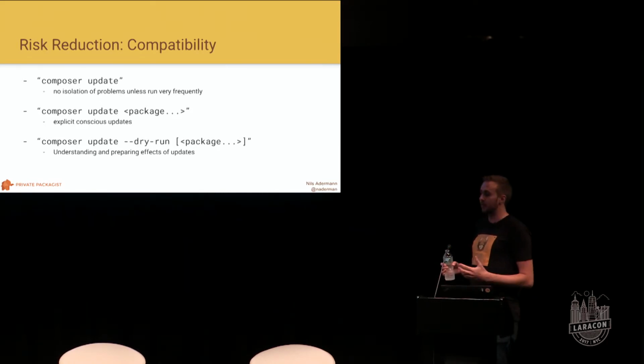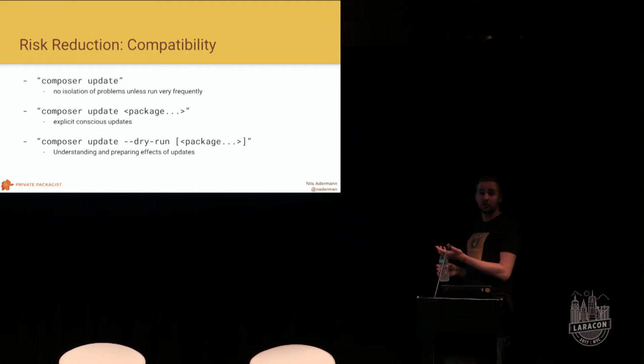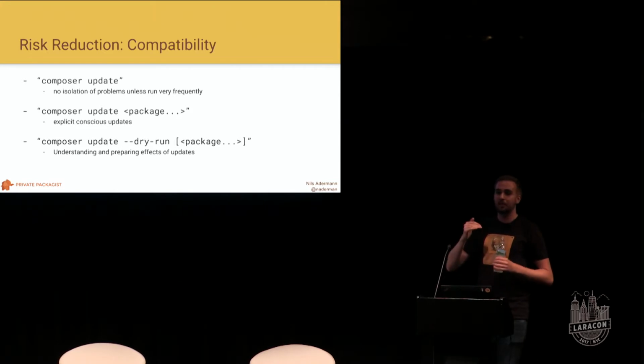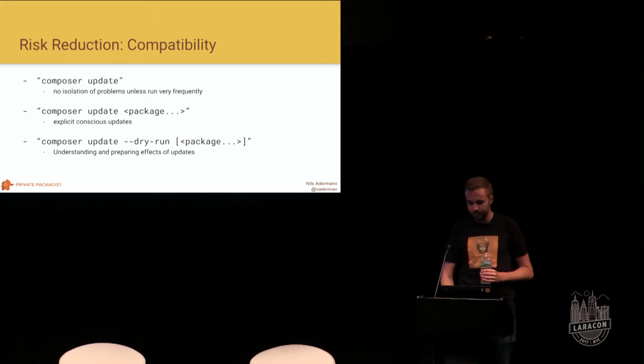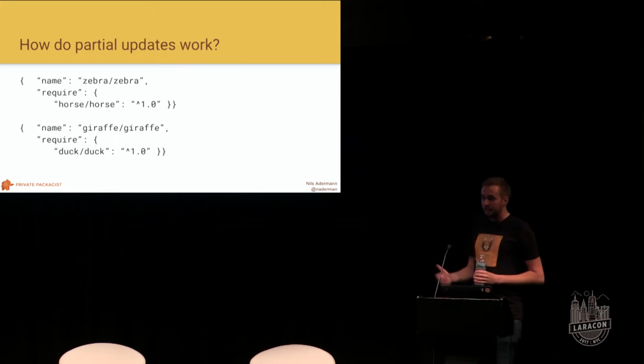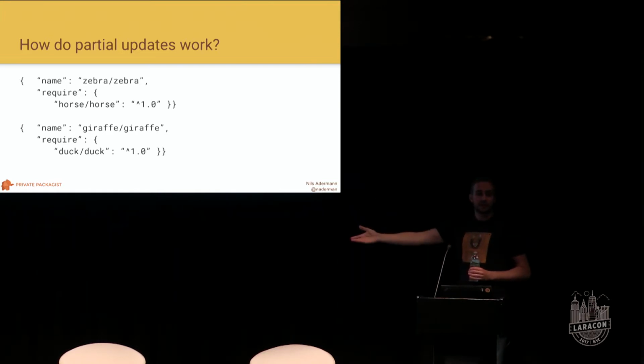It's really helpful, if you want to actually look at changelogs, to do the dry run first, and then you know which libraries to go look at the changelogs and what version they would be upgraded to. So I'm saying that you should do this Composer update and then one particular package. So I want to look at how that works.